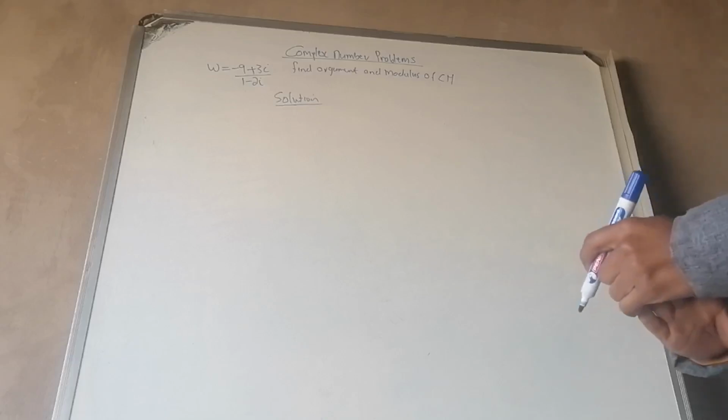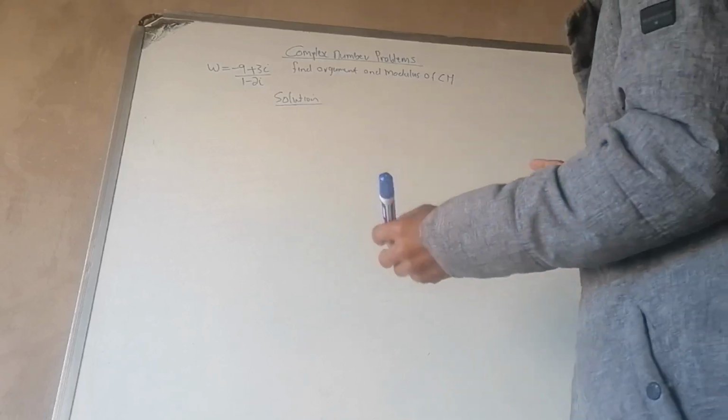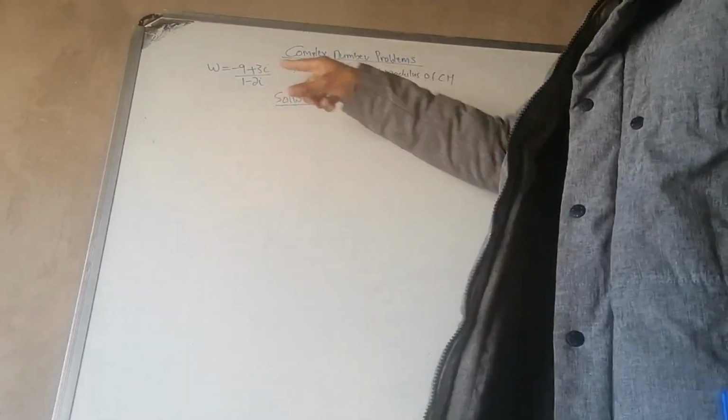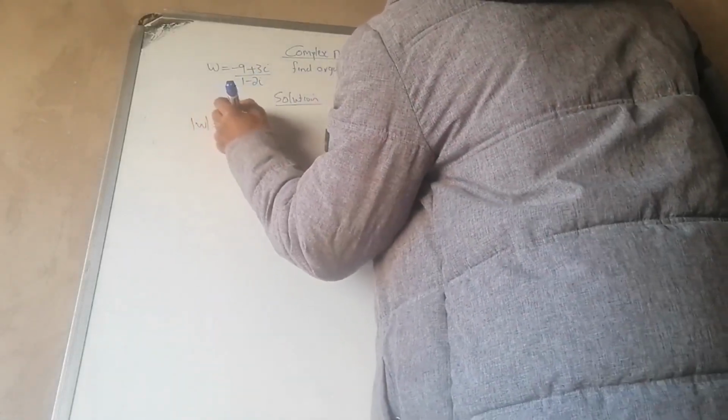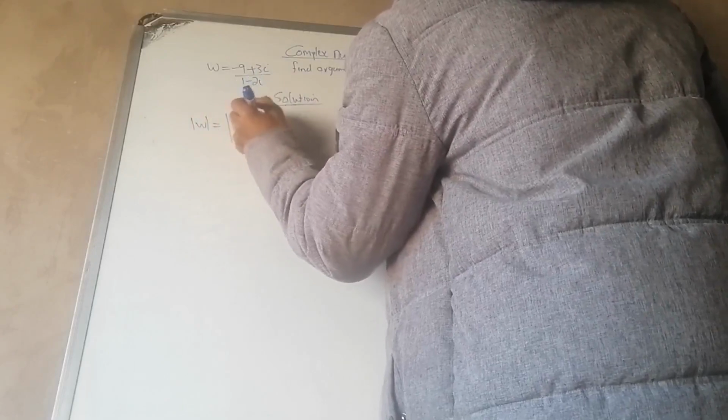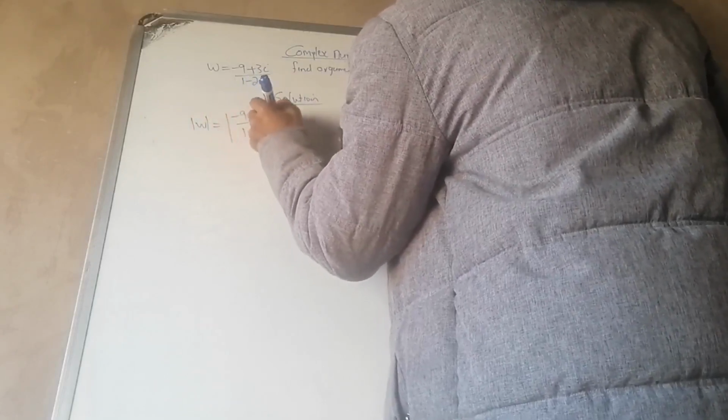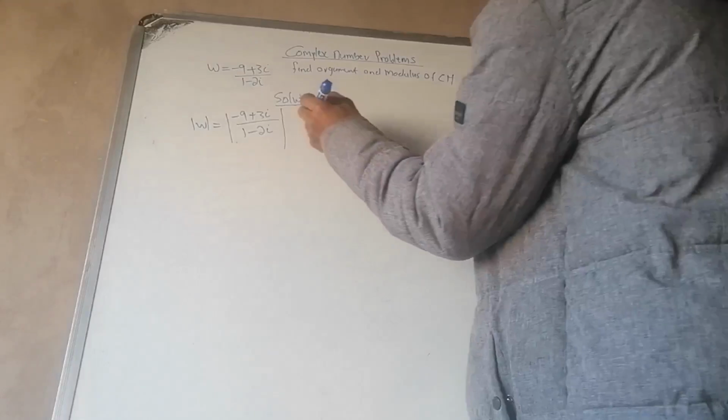Instead of multiplying both numerator and denominator by the conjugate of the denominator, we can do the following. In order to find the modulus of this, I'm going to say the modulus equals the modulus of minus 9 plus 3i all over 1 minus 2i. Now, the second approach of looking into this. And now in the second approach, what is it that I'm going to do? I'm going to treat this as working with the numerator and the denominator at the same time.